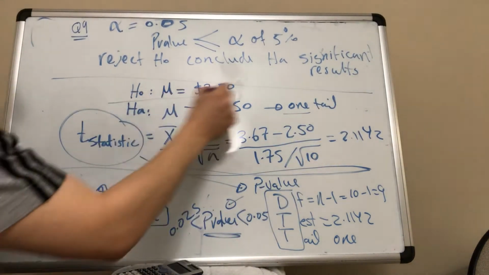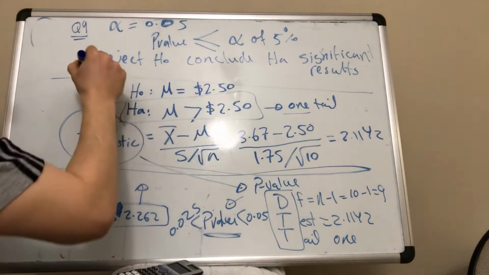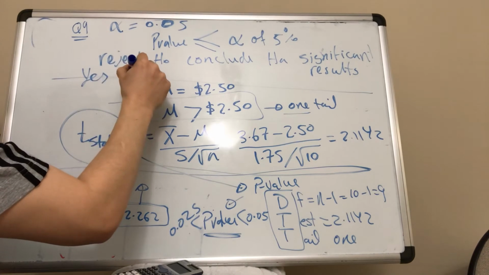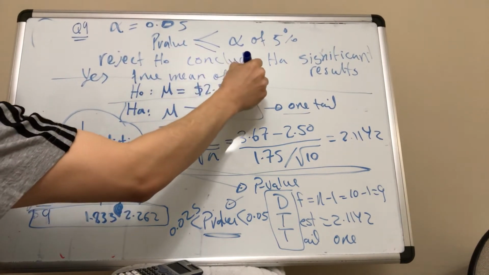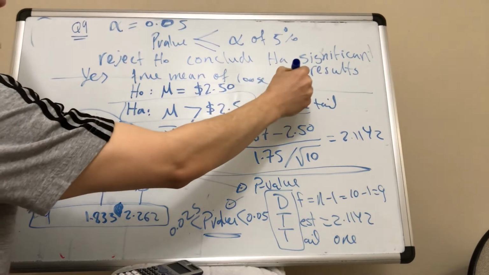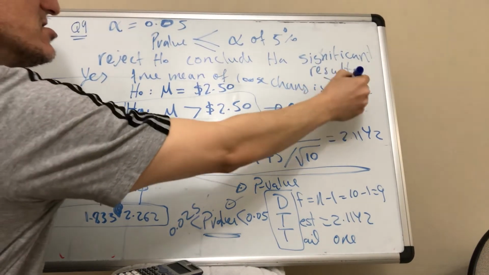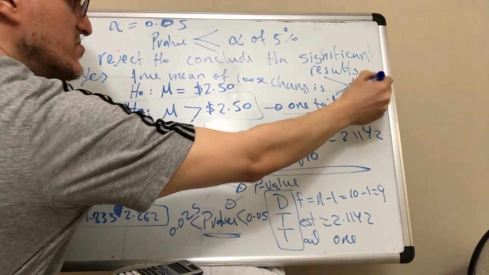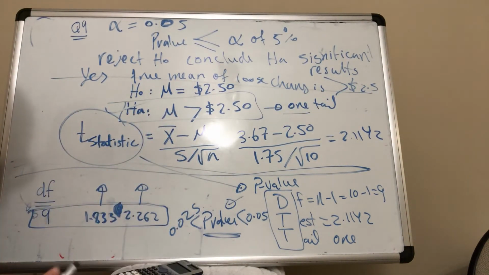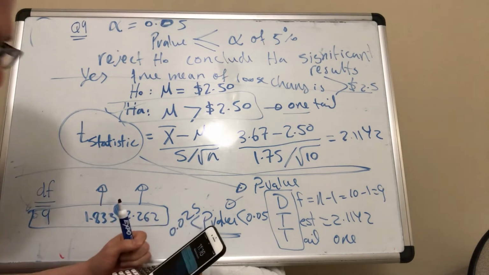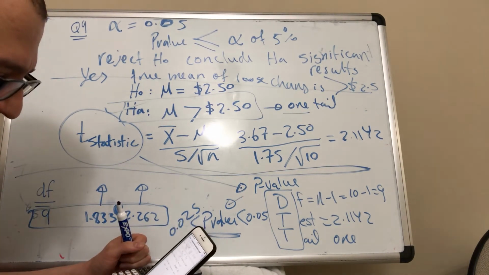Now, if you conclude HA, then you say yes, the true mean of loose change is more than 2.5. We are concluding HA, which says that the average loose money is $2.50. Okay.